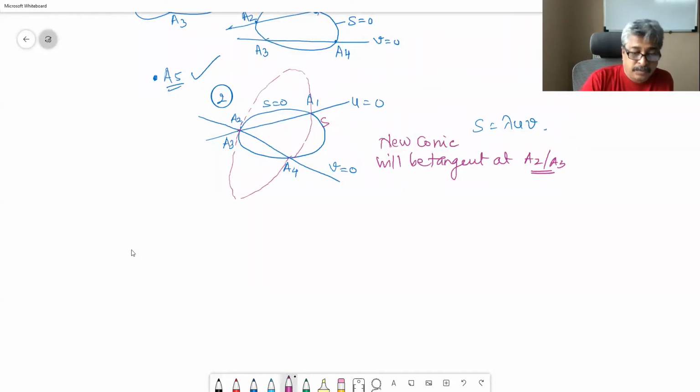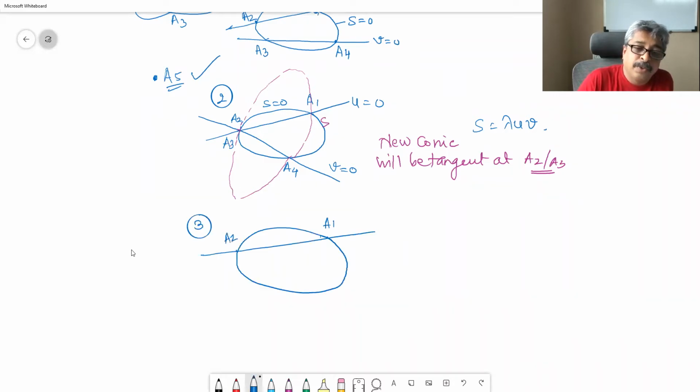Situation number 3 is: you have a conic, you have line U, you have A1, you have A2, S is equal to 0, U is equal to 0. And now I take this A4 also to A1. And therefore this is A3 and this is A4. What can you say about this? This is V is equal to 0. U and V are coincident. What is the new geometry that you are expecting? The conic section S is equal to lambda UV that you have written.